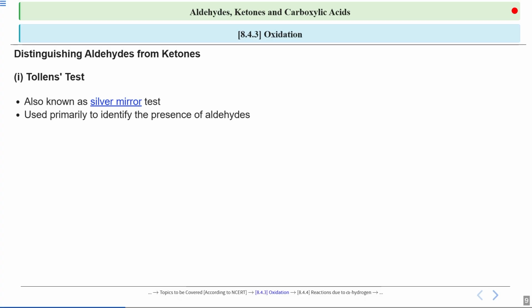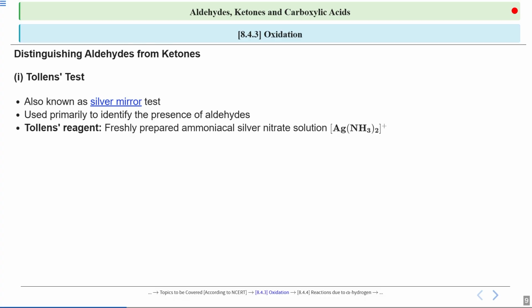This test is primarily used to identify the presence of aldehydes. Aldehydes have a unique reaction with Tollens reagent that ketones do not. Tollens reagent is a freshly prepared ammoniacal silver nitrate solution. So what is the solution of Tollens reagent? It is ammoniacal silver nitrate. You can look at the formula. It is [Ag(NH3)2]+. So this is ammoniacal silver nitrate solution.